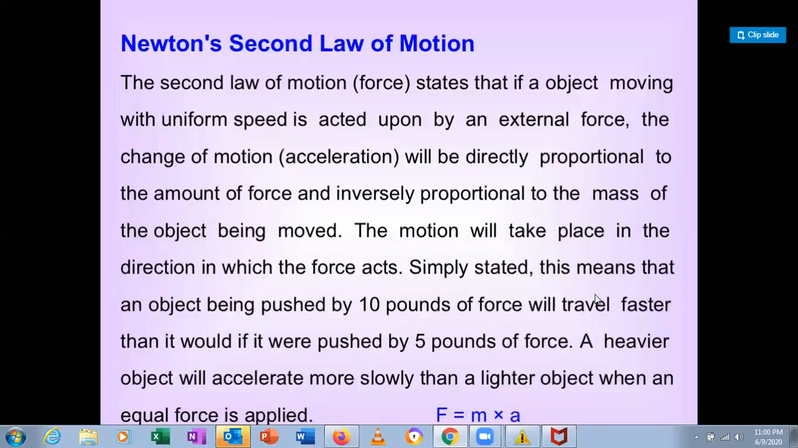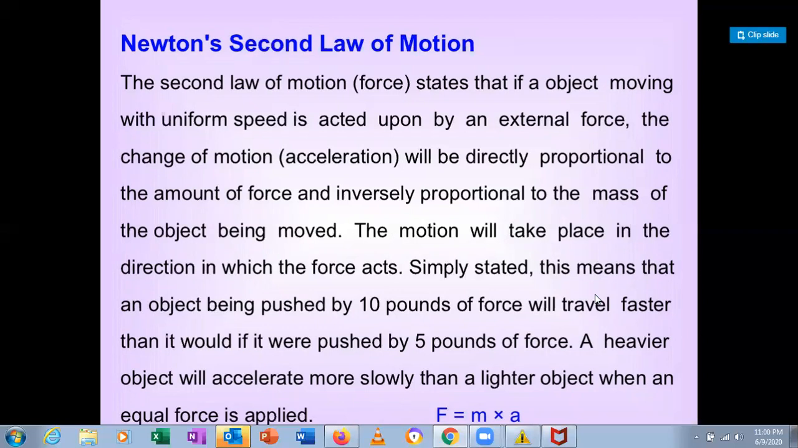The second law of motion states that if an object moving with uniform speed is acted upon by an external force, the change of motion will be directly proportional to the amount of force and inversely proportional to the mass of the object being moved. The motion will take place in the direction in which the force acts.